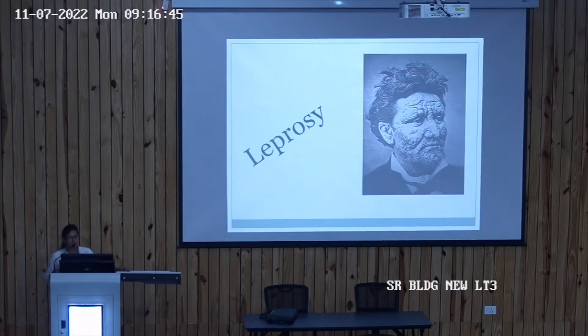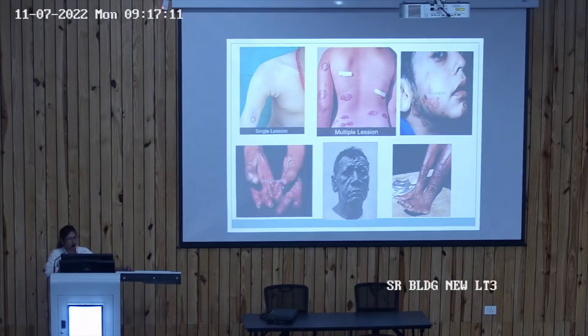So this is leprosy. Can you see the face? Leprosy is a very devastating disease. A person having leprosy can have multiple skin nodules and patches, and in severe conditions the face can also look like this, leonine facies. So there are single lesions, multiple lesions, patches, and nodules.